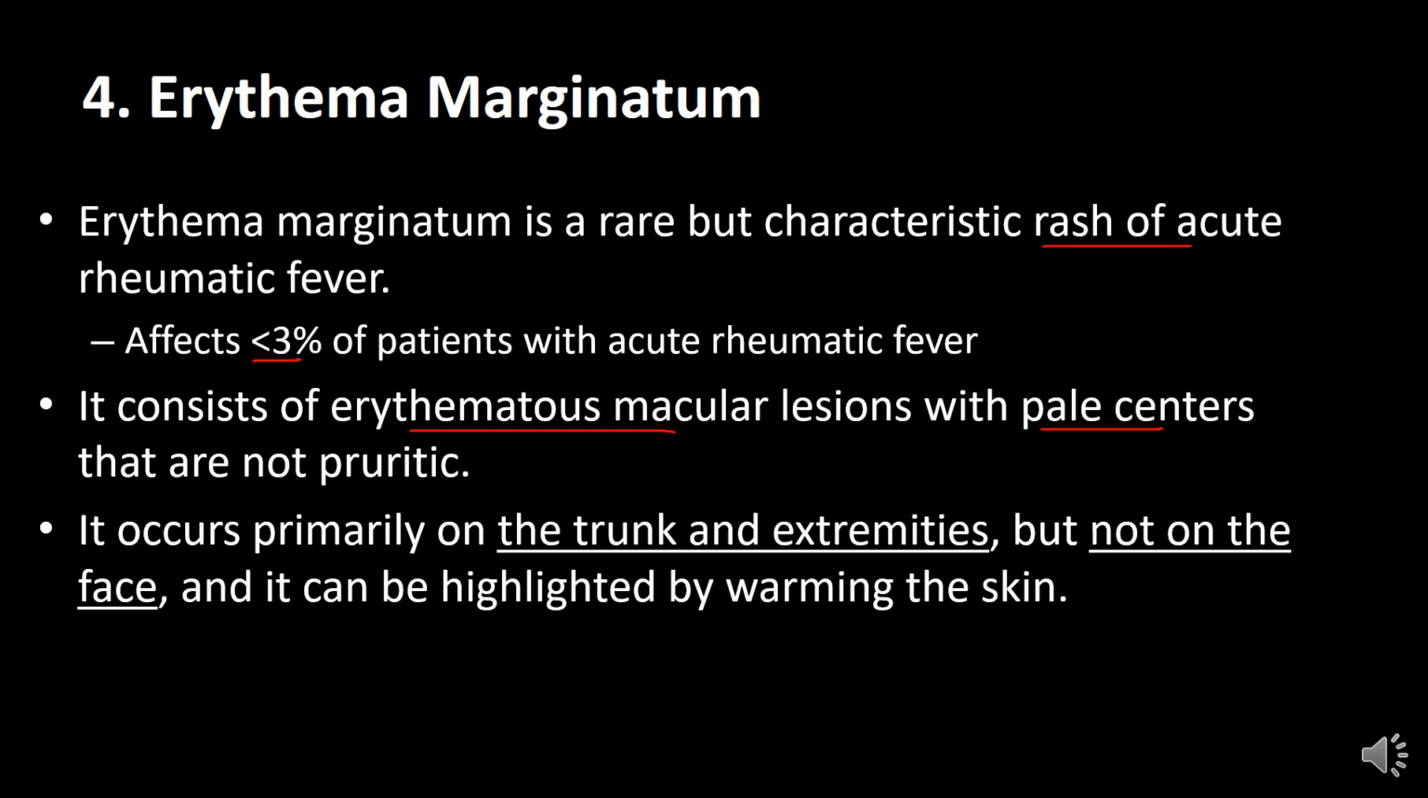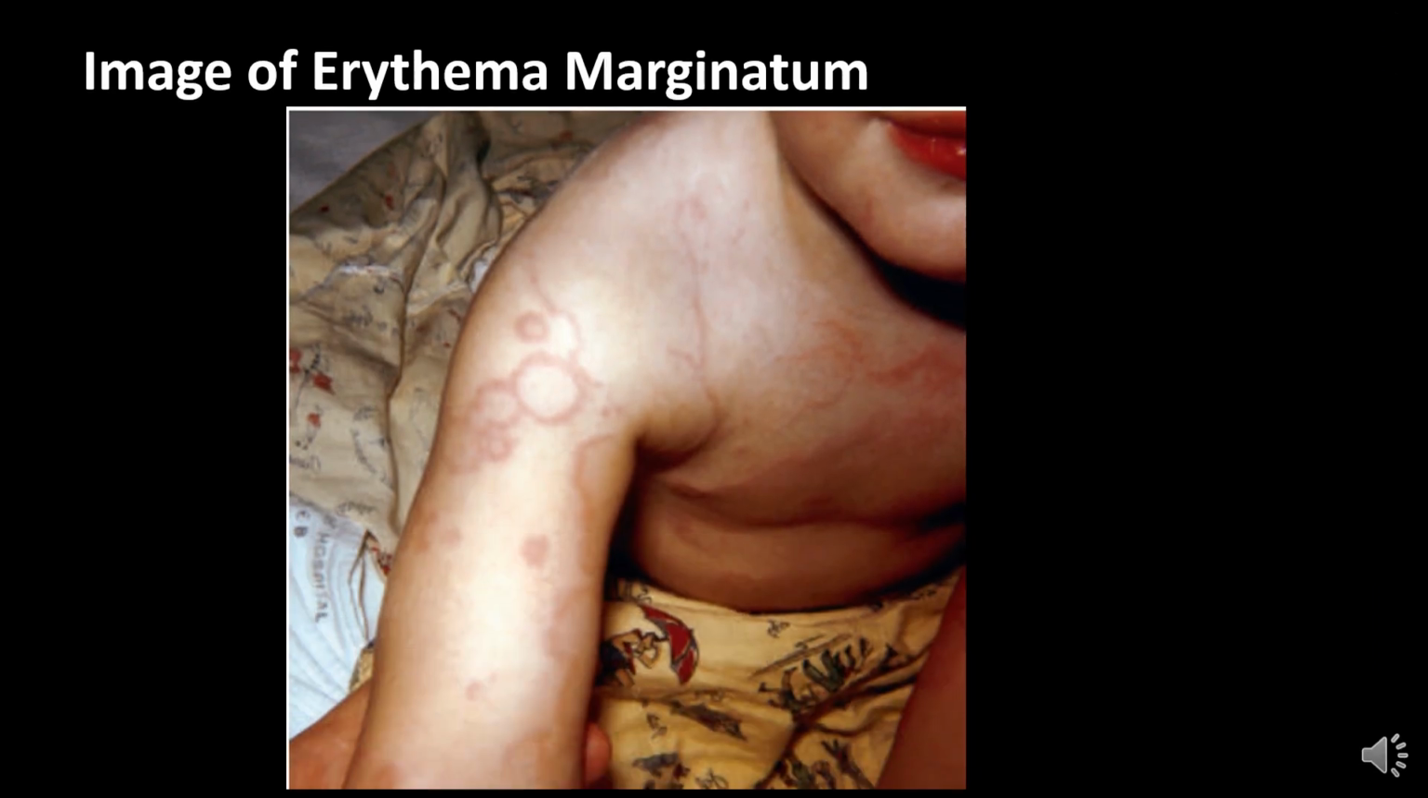And usually, if the skin is warmed, then it's easier for you to see the erythema marginatum. So that is an image of what you would expect to see in a patient who has erythema marginatum. Not very common, but occurs. So you can see the margins and you can see the pale center. This is a child who is light-skinned, and so it is easy to see.